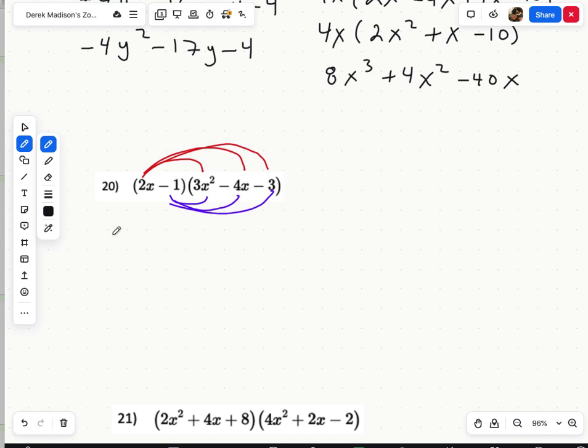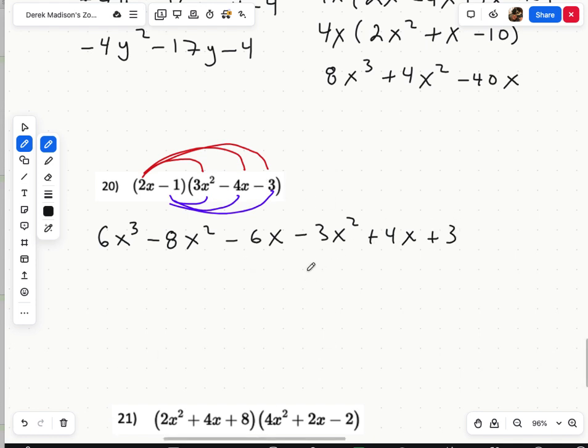So 2x times 3x squared will give us 6x cubed. 2x times negative 4x will give us a minus 8x squared. And then 2x times minus 3 will be minus 6x. So we've taken care of the 2x, and now we'll move to that negative 1, which is basically just going to give us this back, but with the opposite signs. So minus 3x squared, minus minus will make that plus 4x, minus minus will make that plus 3.